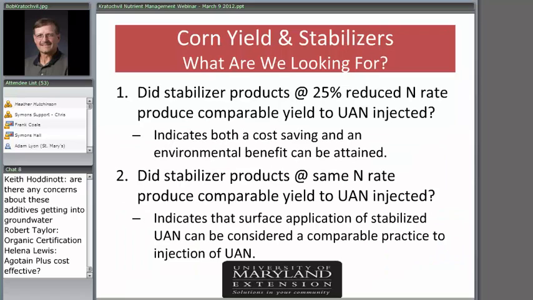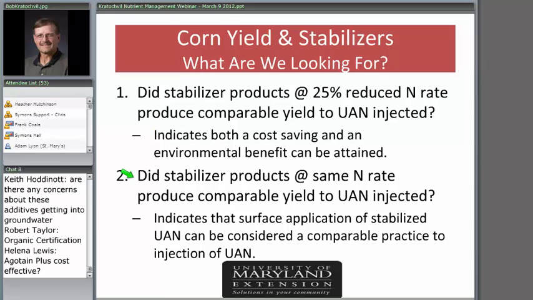So what effect did these corn stabilizer products have on yield? And in this case, what are we looking for? Well, 2 things. One, did the stabilizer products at a reduced rate produce comparable yield to UAN injected at whatever the yield maximizing rate was for a location? What this would do is indicate both a cost-saving benefit for the farmer as well as an environmental benefit in that you have less nitrogen out there that potentially can be lost.